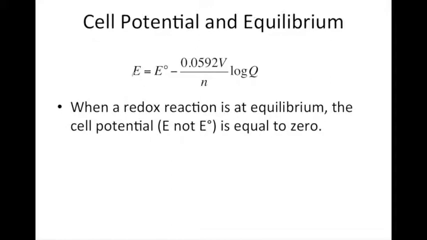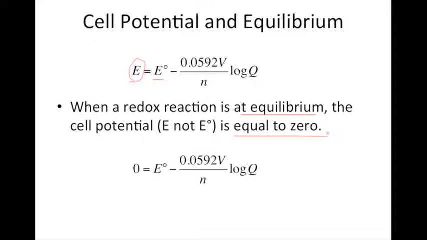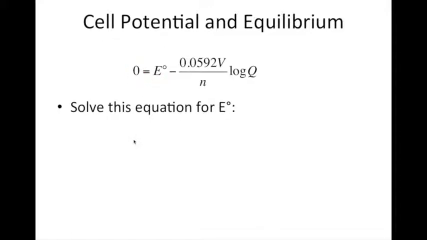So given this, if we have our Nernst equation, and this reaction is at equilibrium, so we allow the reaction to go to equilibrium, then we know that our cell potential E, not E standard, but E, is equal to 0. So we could rewrite this equation, substituting in 0 for our cell potential. Now let's solve for the standard cell potential. If we rearrange it slightly, we get the standard cell potential is equal to 0.0592 volts divided by our number of moles of electrons transferred times the log of Q.